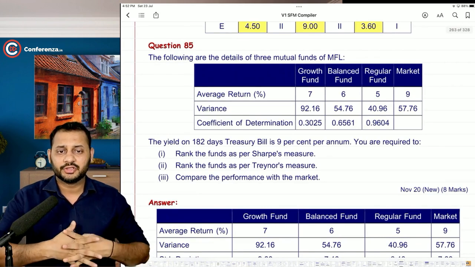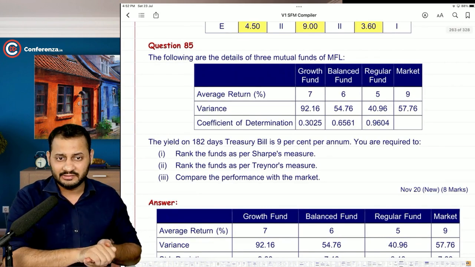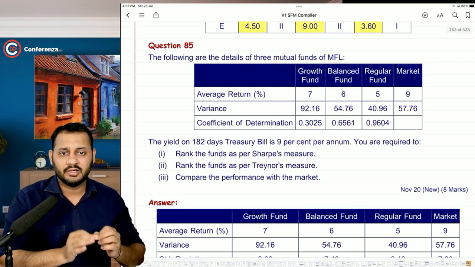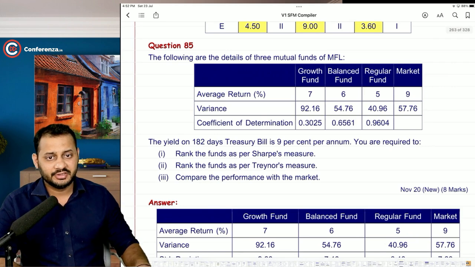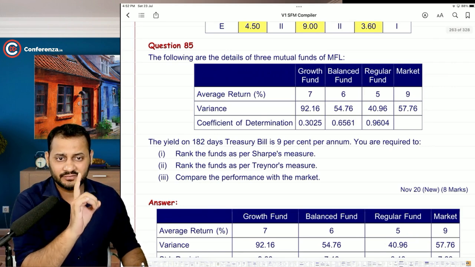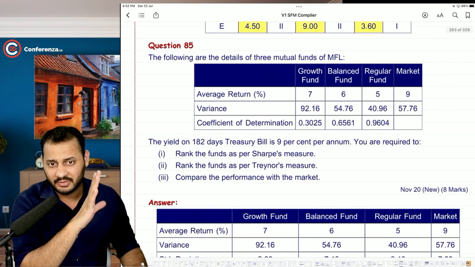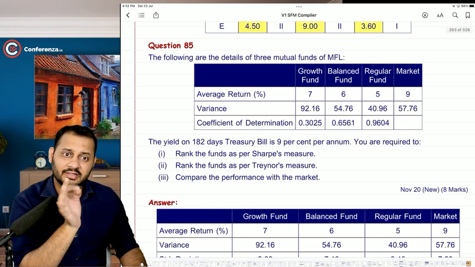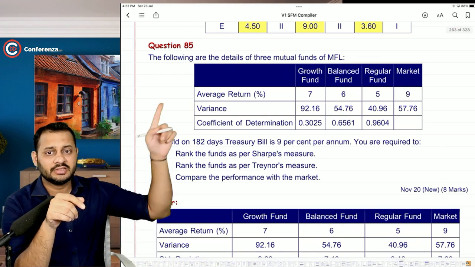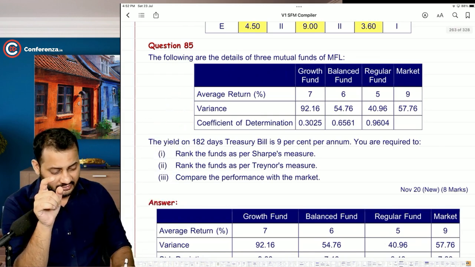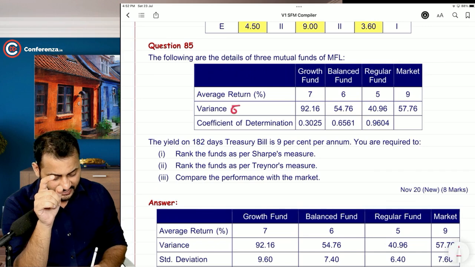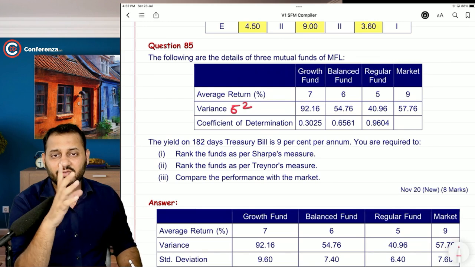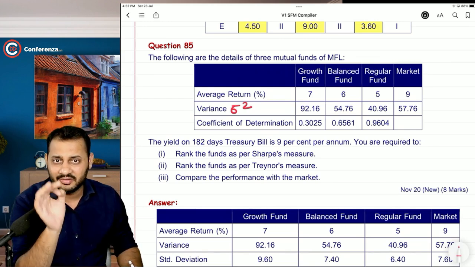Now this is going to be question number 85. Let's have a look whether we can learn something in this. The following are the details of the 3 mutual funds. Average return is already given to us: growth fund, balance fund, regular fund, and then the last one is the market. This is the return, this is the variance. Understand, this is not the standard deviation, this is the variance. So first you will have to calculate the standard deviation. Put a square root on all of them and you will get the standard deviation.